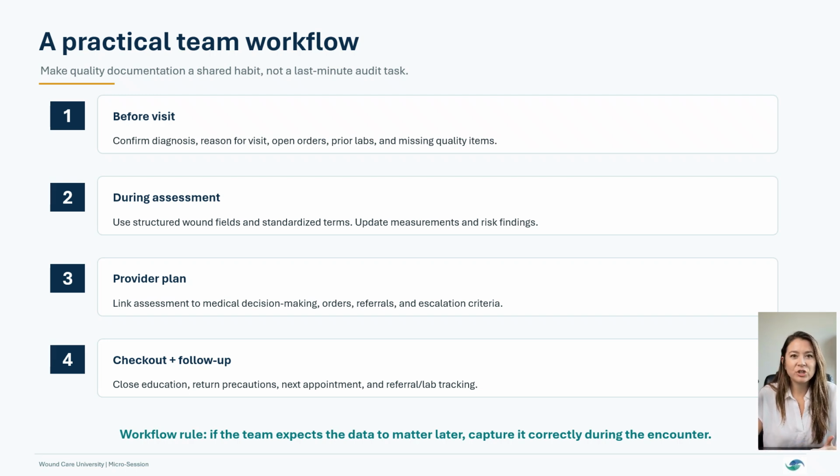Did the patient receive education? Were return precautions documented? Is the next appointment scheduled? Is someone tracking the referral or abnormal lab? The rule is simple. If the data will matter later, capture it correctly during the encounter.